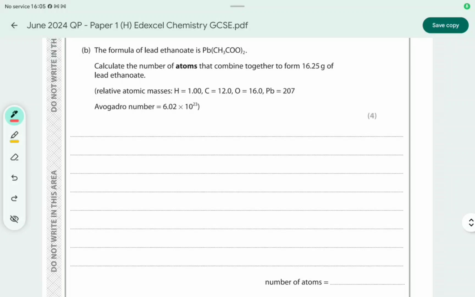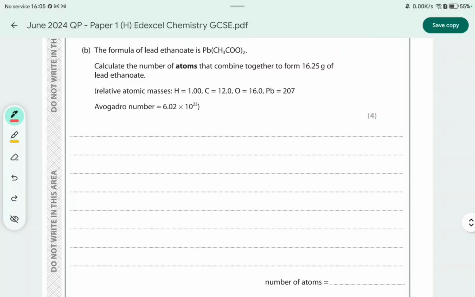Hi guys, today I'm going to be doing this GCSE Edexcel Chemistry grade 9 question to do with moles. If you can read the question, it says the formula of lead ethanoate is Pb(CH3COO)2. Calculate the number of atoms that combine together to form 16.25 grams of lead ethanoate.